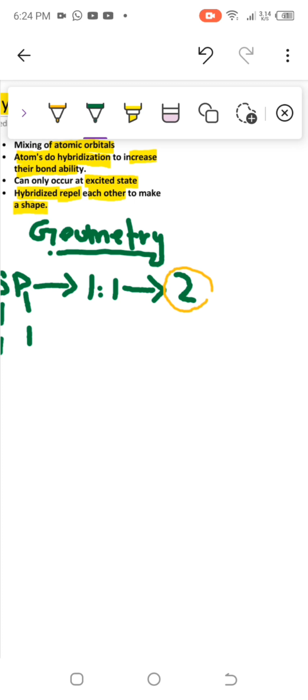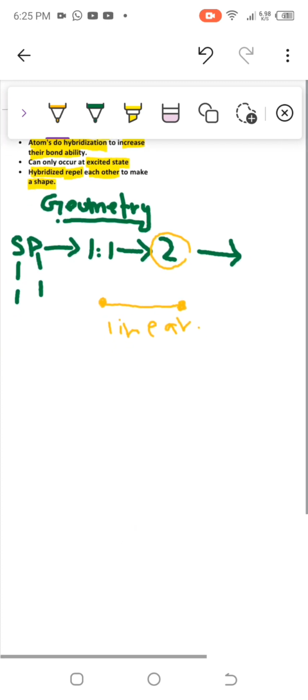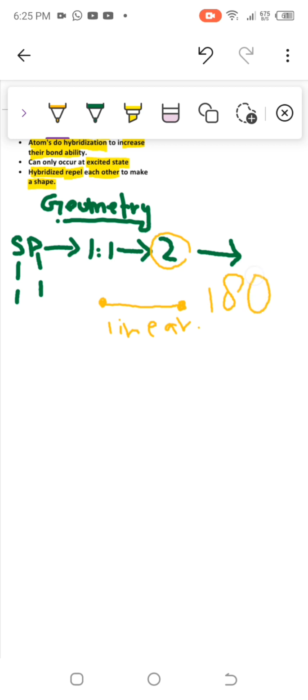After that, the geometry will form. Suppose here we have 1 ratio 1, meaning one circle and another circle. This is the ratio between them, and when they combine together they form a geometry, and here the geometry is linear geometry. Linear geometry at the angle of what? As you can see here, a 180 degree angle is formed. Right, now I'm only telling you the geometry. After that we will see how the shapes are actually formed.